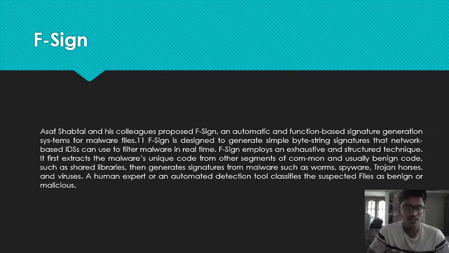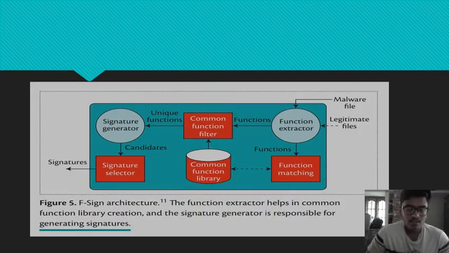It first extracts the malware functions from the segments of a common and usual binary code, such as shared libraries. Then it generates the signatures from the malware, such as the worms, spyware, Trojan horses, and the viruses. A human expert or an automated detection tool classifies the suspected files as benign or the malicious. This is the Efsaina architecture. The function extractor helps in common function library creation. The signature generator is responsible for generating the signatures.